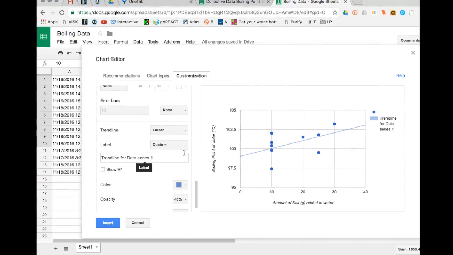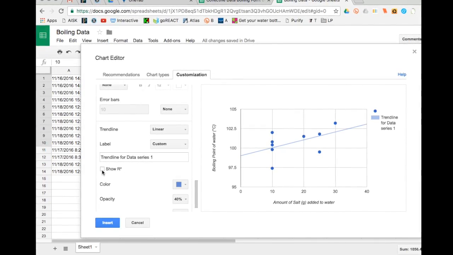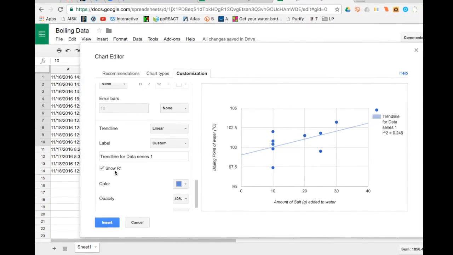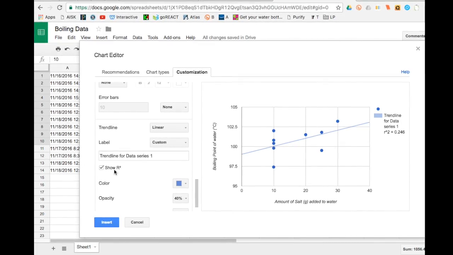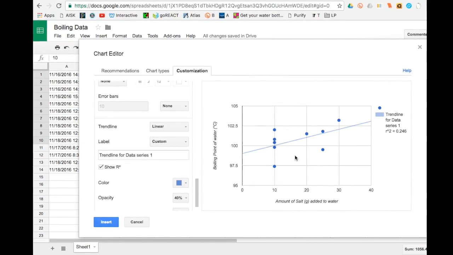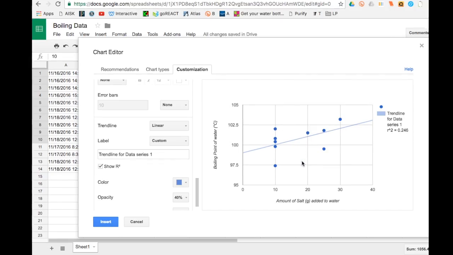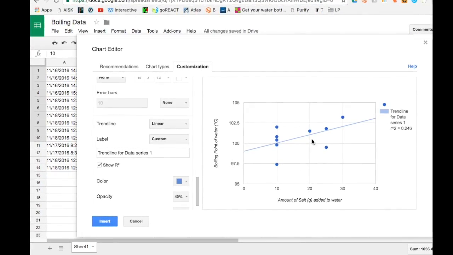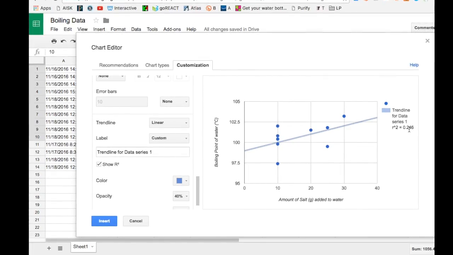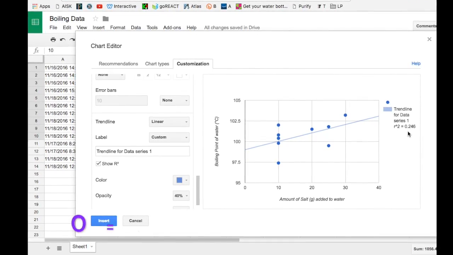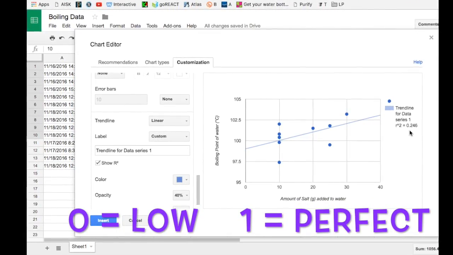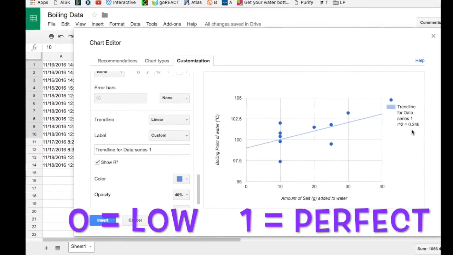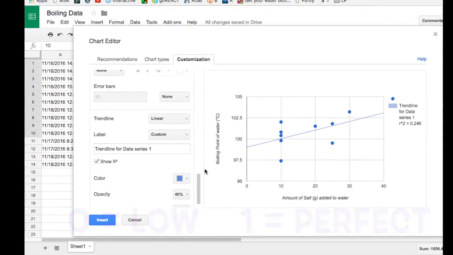Now to show you whether it's a good fit or a weak fit, we check this box to put in an R-squared value. That's a fancy statistical way of saying whether this is a tight connection between the amount of salt and the boiling point, or kind of a loose connection. A score of 0.246 means that it's on the low side. 0 would be awful, 1.0 would be a perfect correlation.